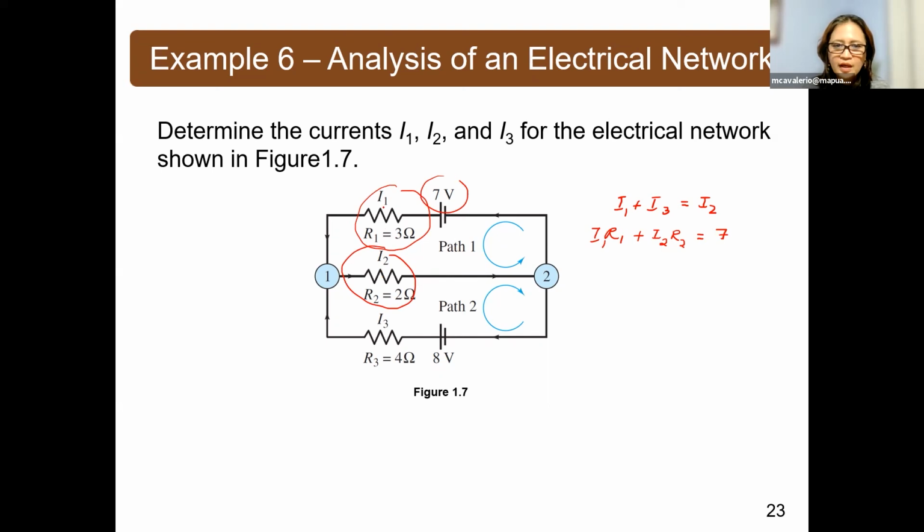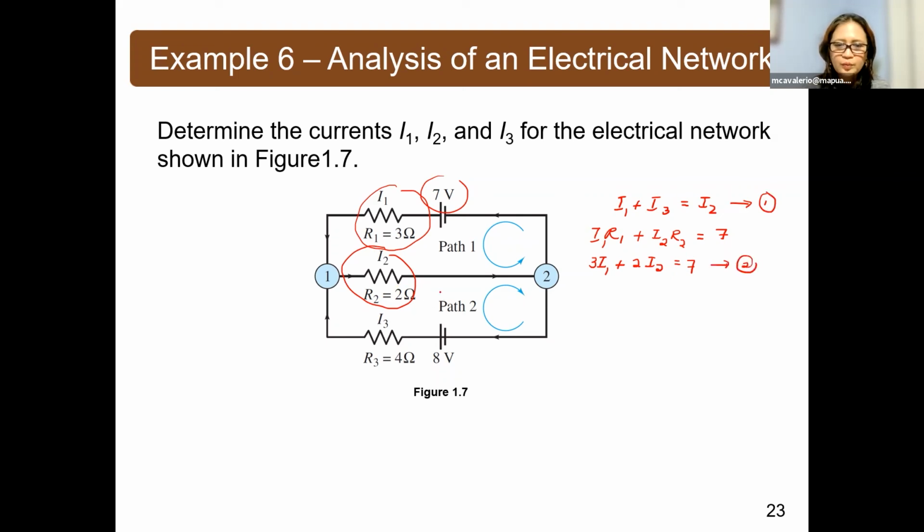Now, as you can see, I1 times R1, and R1 is 3. So that means we will have 3I1 as well as 2I2 equivalent to 7. So again, let this be our equation 1. Let this be our equation 2.